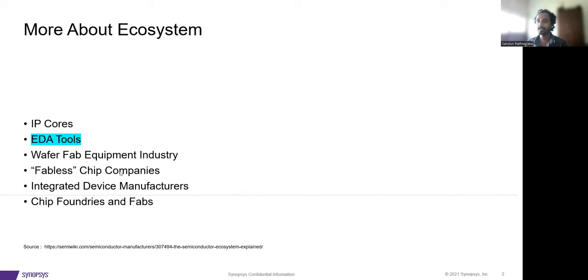Next, fabless chip companies. That means companies without fabrication facilities. There are chip companies which don't have a fabrication facility. Most of the companies which we know probably fall into this category. There are some system companies, like Apple, Qualcomm, Nvidia, Amazon. They previously probably used chips designed by other companies, but now they are also developing chips. What they do is they don't have a fab. They use some of the IP cores, develop their particular chip, and use the service of a fabrication facility to get it manufactured.